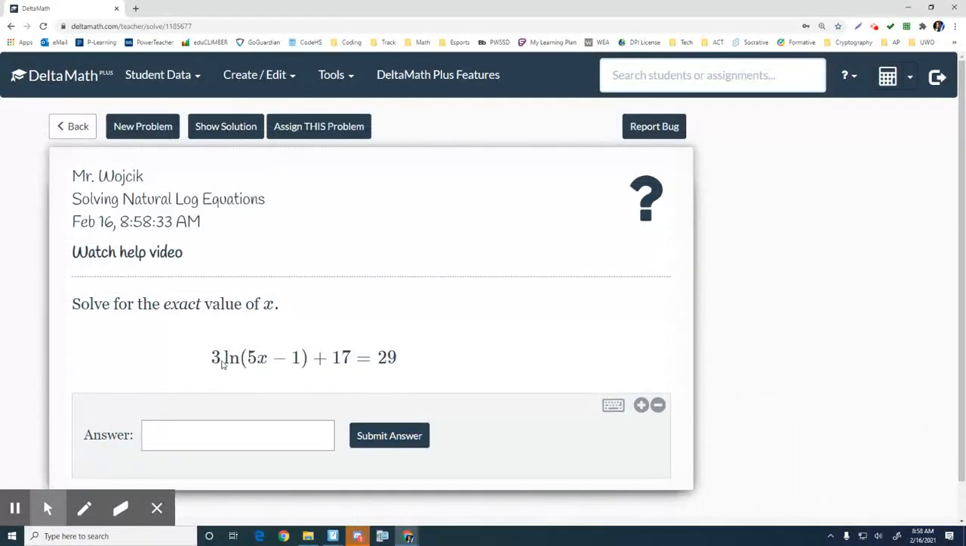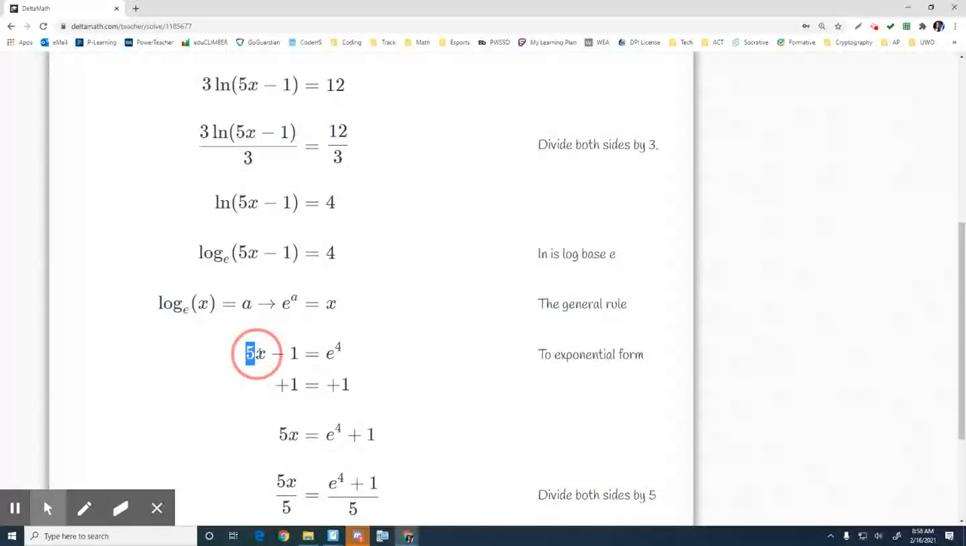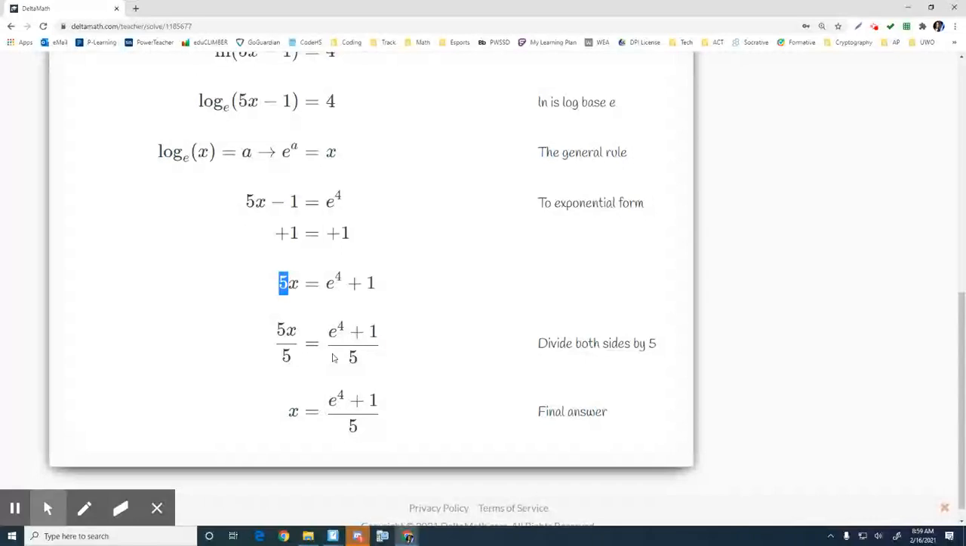And then the last one, some natural log equations. So solve for the exact value of x. Since this ln would have a base of e, and e is an irrational number, that means you're going to write your final answer with the letter e still in your answer. So here, when you rewrite it in exponential form, you're going to get 5x minus 1 equals e to the 4th. And so just get the x by itself. So you would add 1 to both sides. That'd give you e to the 4th plus 1. And then if there's a 5 in front of x, you would just divide both sides by 5 to get (e to the 4th plus 1) divided by 5. And that is how you would write your final answer for these, okay?